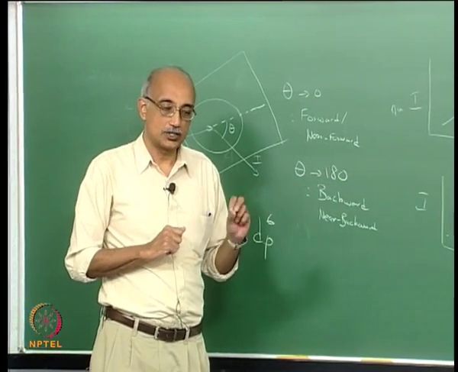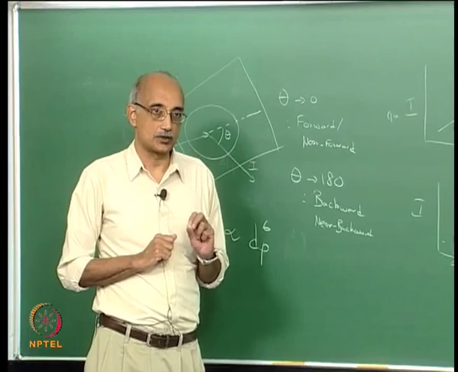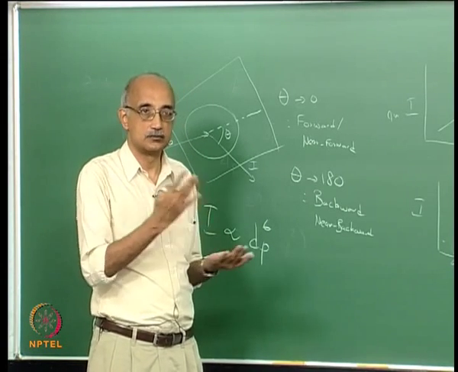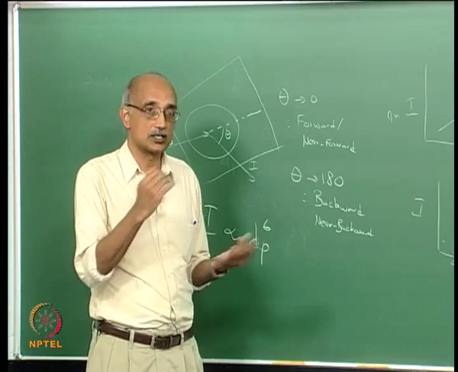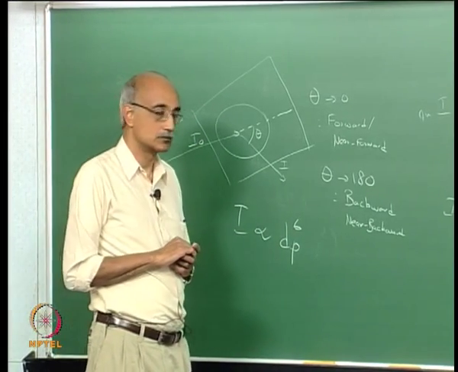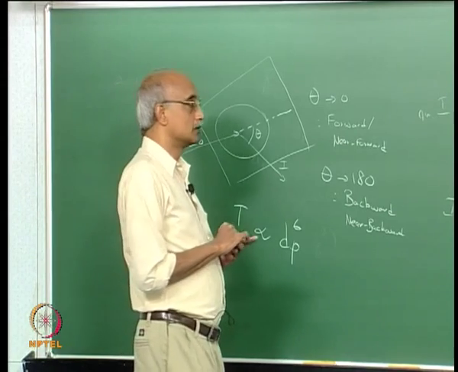The intensity goes as dp to the power 6. So as the particle size drops, the scattered light intensity drops as the 6th power, much faster than the decrease in the particle size itself. The slope should also be +6. True.